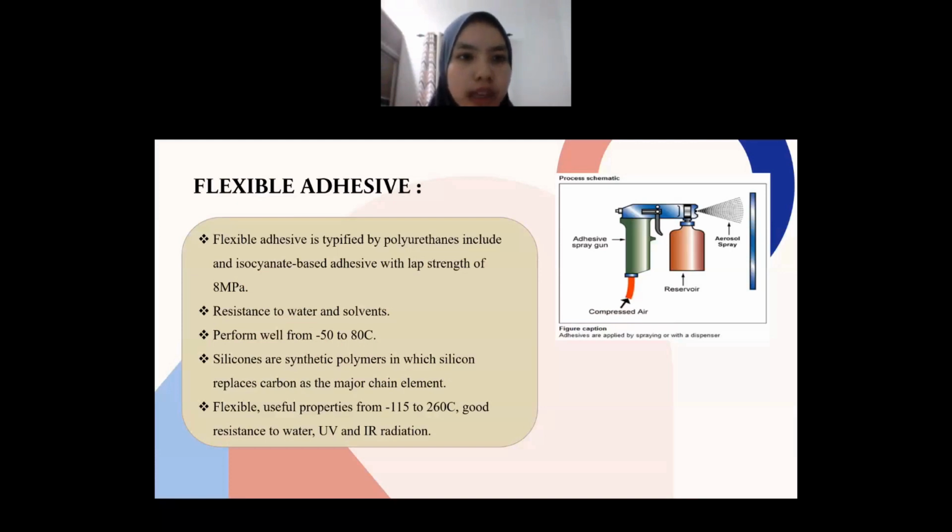First, flexible adhesive is typified by polyurethanes, which include an isocyanate-based adhesive with lead strength of 8 megapascal. Second, resistant to water and solvents. Third, perform well from -50 to 80 degrees Celsius. Fourth, silicones are synthetic polymers in which silicon replaces carbon as the major chain element. And last, useful flexible properties from -115 to 260 degrees Celsius, good resistance to water, ultraviolet, and infrared radiation.